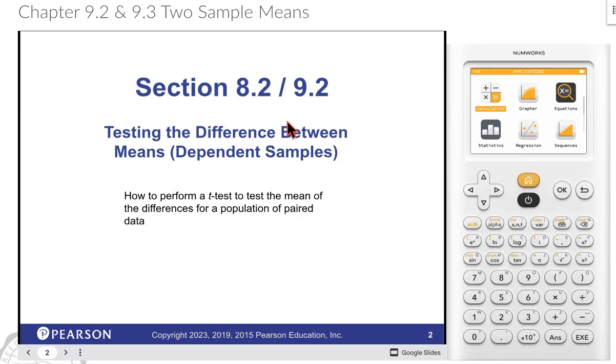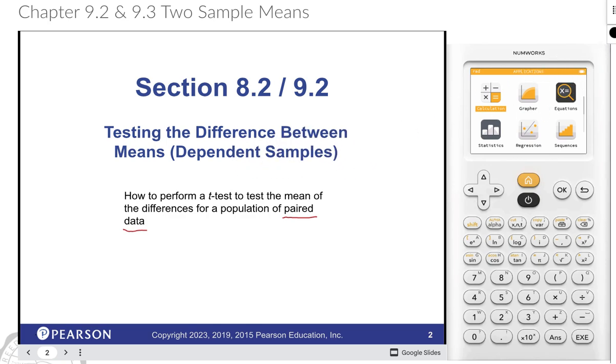So our first section 2 material, either chapter 8 or chapter 9, depending upon which class you're in, we're going to be testing the difference between the means with dependent samples. This is also called paired data. So it comes from something like a pre and post test. So one person is taking two tests, or two measurements from the same person, from the same sample item. And then we're comparing the first measurement with the second measurement. And that's how this one will work.